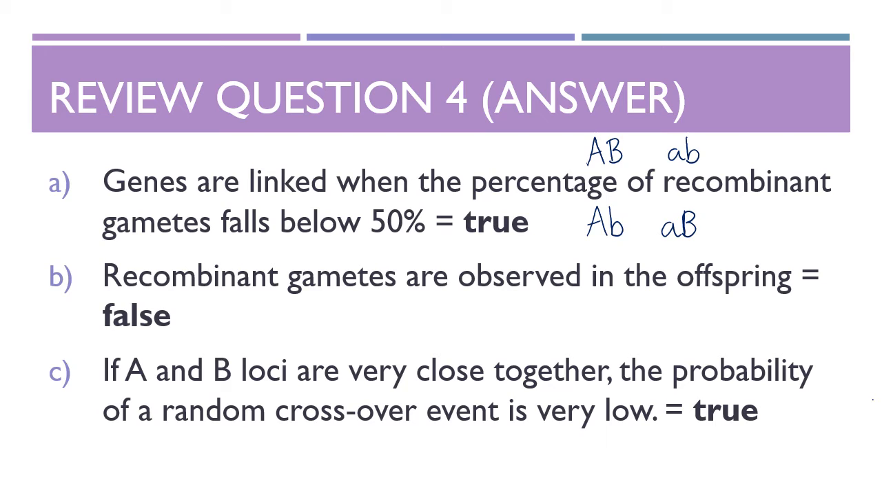If the A and B loci are very close together, the probability of a random crossover event is very low. If I'm looking at a set of chromosomes, and the genes of interest are very close together, it's very unlikely that crossing over is going to occur between these loci. The further apart the two genes are, the more likely crossing over is going to occur between them.